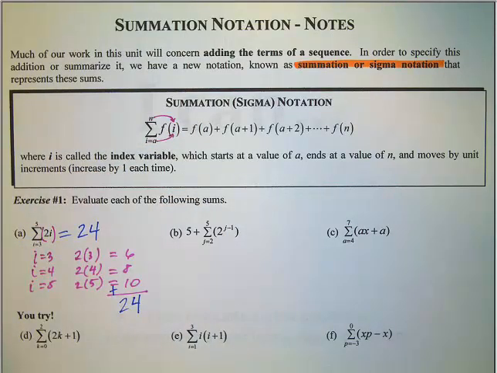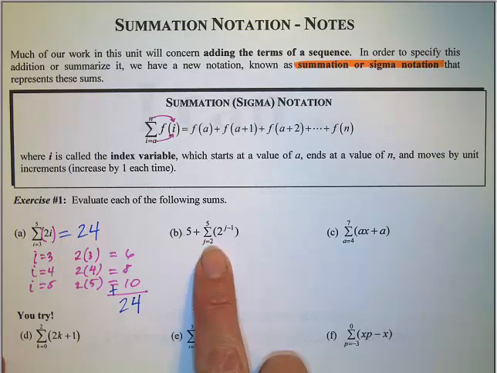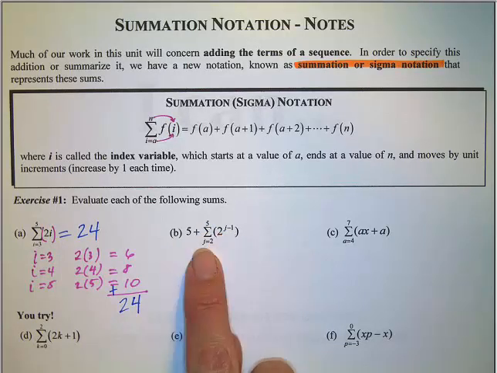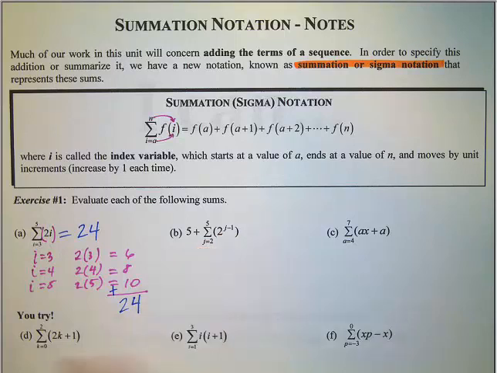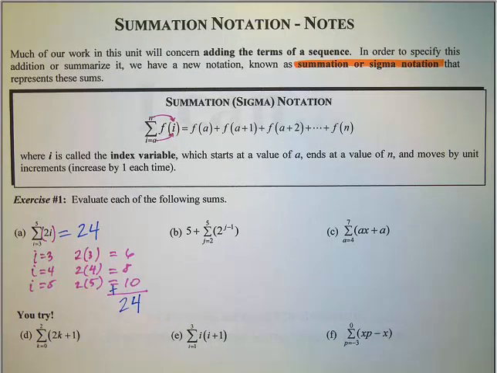All right, letter B. So now in B, we have 5 plus the sum from 2 to 5 of 2 raised to the j minus 1. So they changed our variable. And you'll notice in all of these, they mostly have different variables. I'll tell you, my preference is the variable n or x. So when I write them, I use n's or x's. But you can use any letter you want.